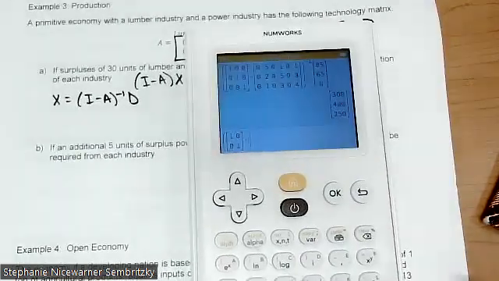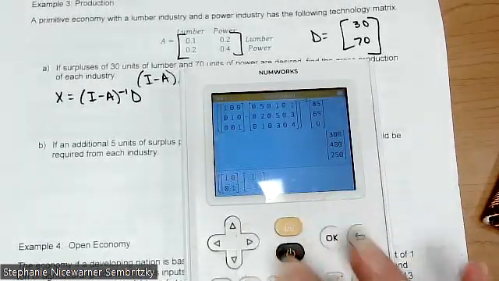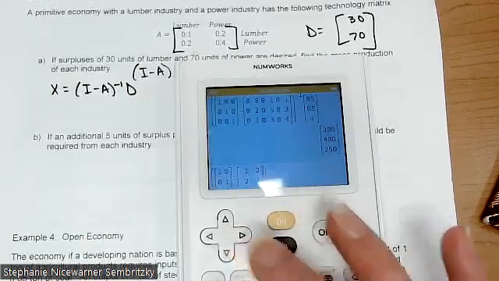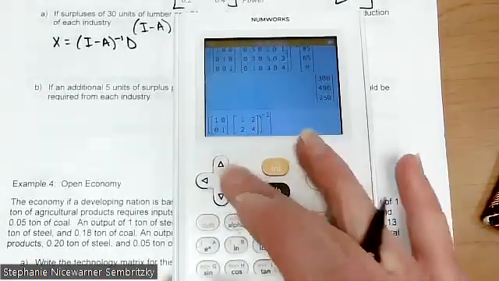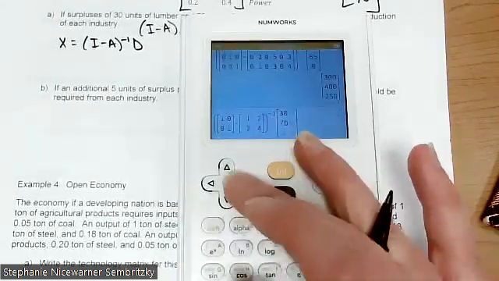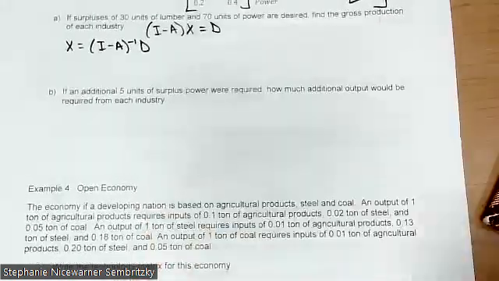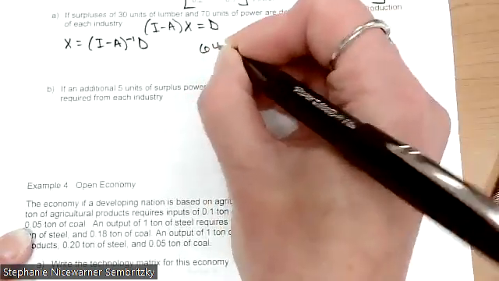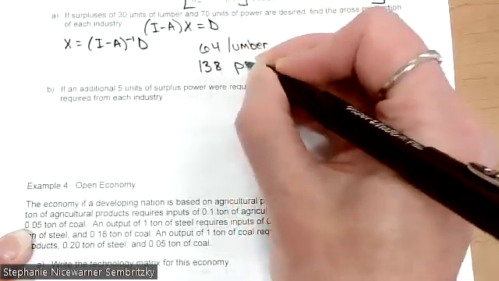minus our technology matrix 0.1, 0.2, 0.2, 0.4. And then we're doing the inverse of that whole thing. So go outside the parentheses to the -1 times matrix 30, 70. Okay. So 64, 138. So that means 64 lumber units and 138 power.